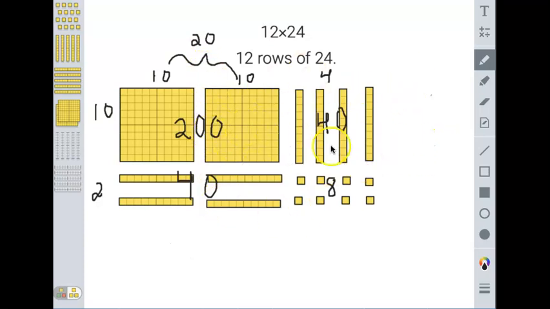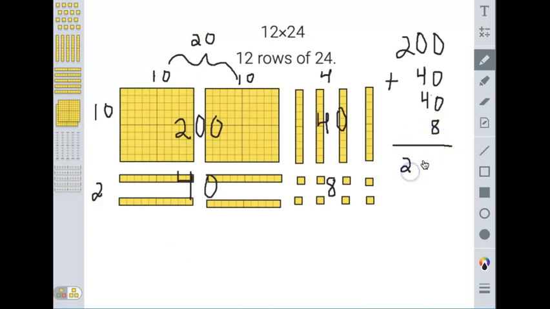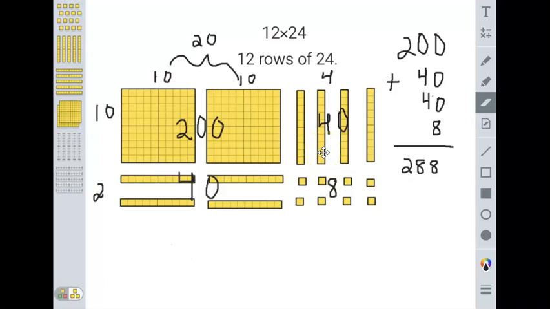Now that we have gathered our partial products, we can add all of these numbers. So, 200 plus 40, 40, and 8 would give us an answer of 288. Now that we have gathered all of our information from our concrete model, we will be applying this to our pictorial model.